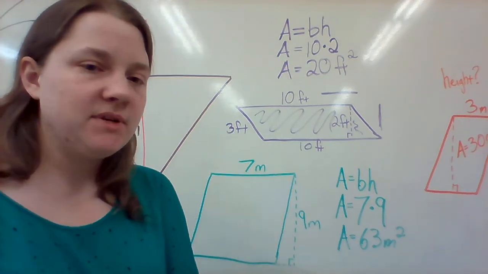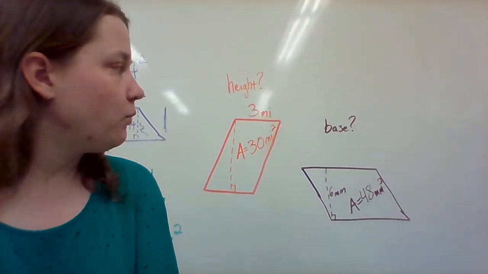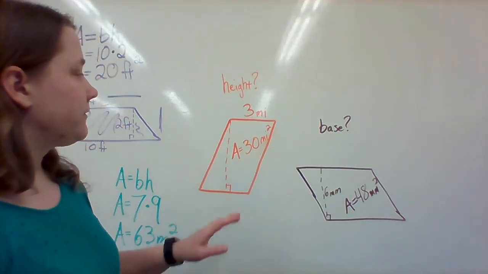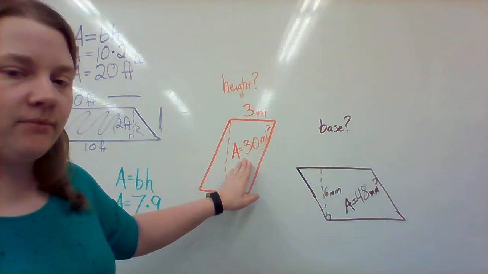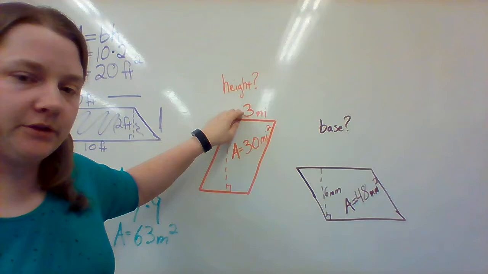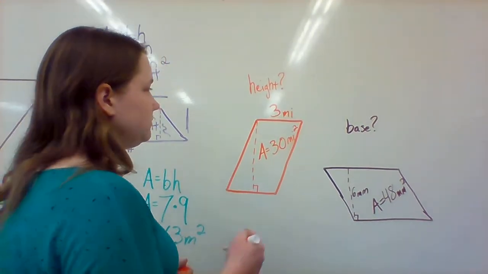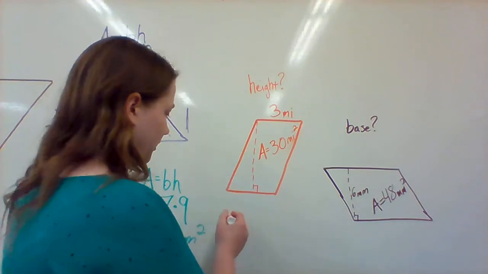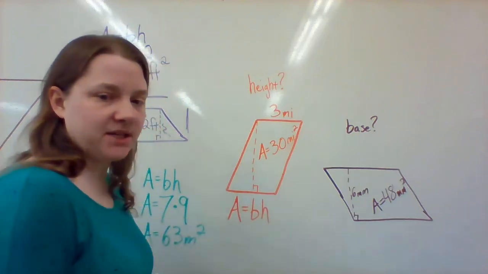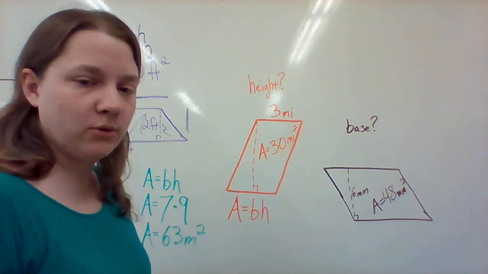There are going to be some times that we don't know certain parts of a parallelogram. For example, I know here that the area is 30 miles squared. I know that the base is 3 miles, but I don't know the height. So in order to figure that out, we're going to set up the problem just like we normally would. A equals B times H.